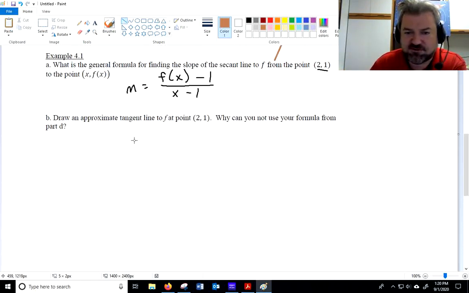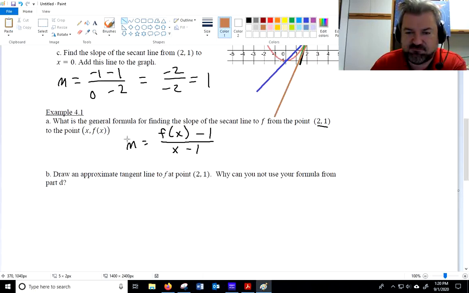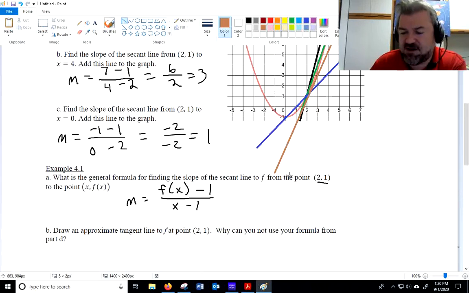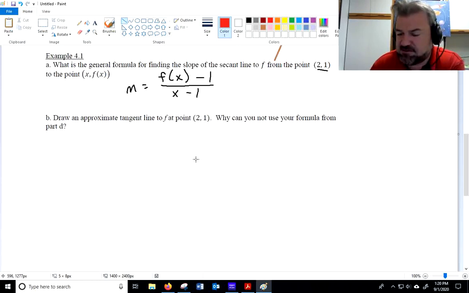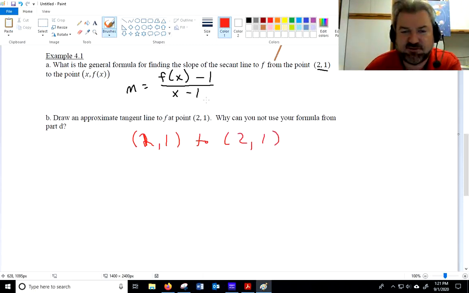So draw an approximate tangent line. Why can you not use your formula from part A? Why can't we use this formula? Well, do I have another point that I'm going through? What would my other x value be? Well, you could say that I'm using this point right here. I'm only using the point 2. In other words, I'm finding the secant line from (2, 1) to (2, 1). I'd be dividing by 0, wouldn't I? I can't do that.